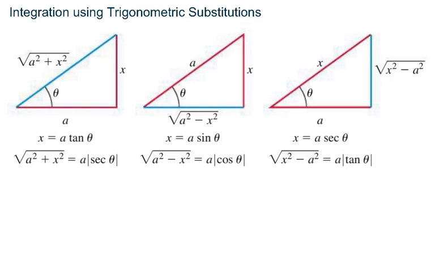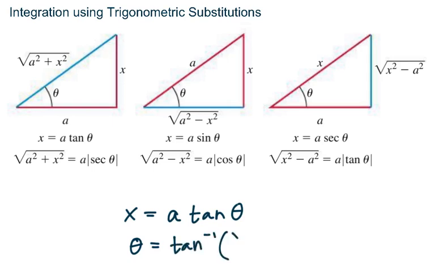Now, of course, we want any substitution that we use in this integration to be reversible so that we can always change back to our original variable afterwards. And what I mean by that, for example, is if we had x equal to a tangent theta. Well, I might need to isolate that theta and say, well, theta is going to equal tangent inverse of x over a. So I would need to use that inverse function, okay?